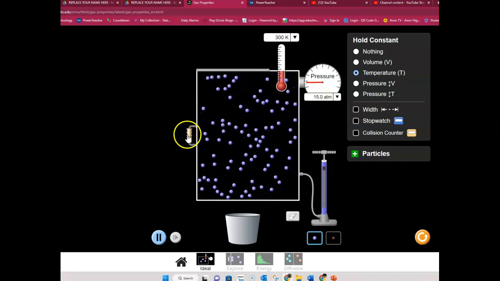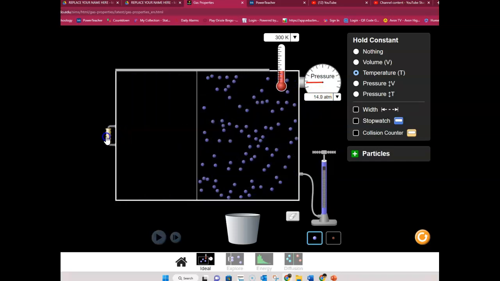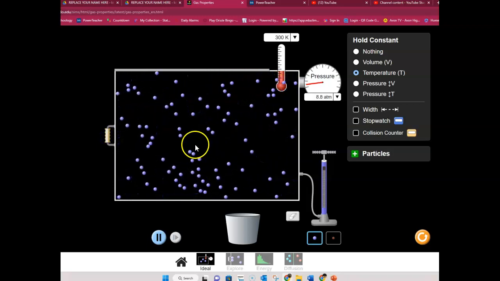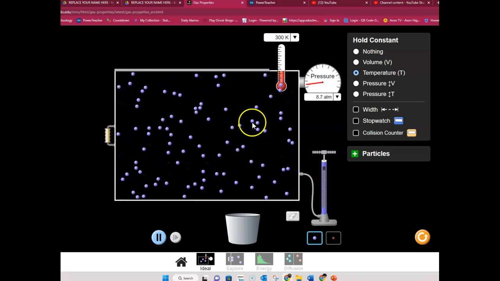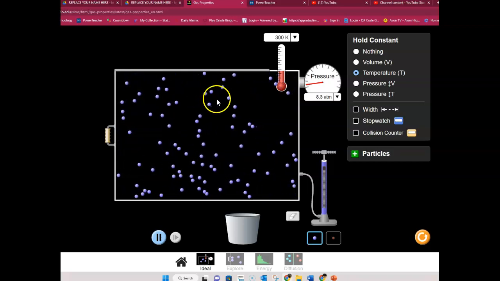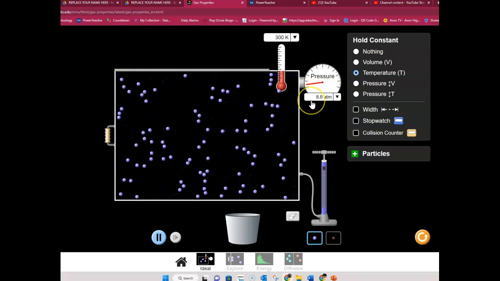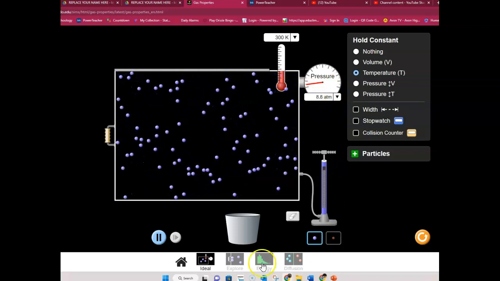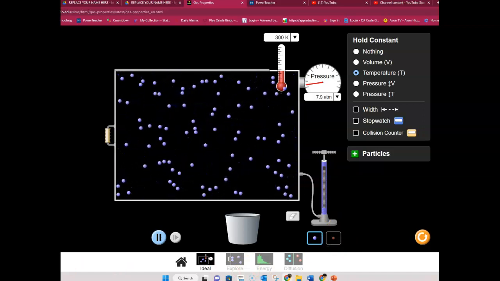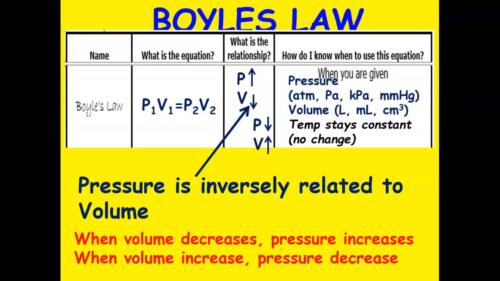Same idea if I make my space bigger, again not changing the speed of the particles: the sides of the wall will not be hit as often because the speed hasn't changed, so therefore my pressure decreases. Okay, that is Boyle's law. Looking at the formula, you have pressure with these units and volume, which can be any of these units, with temperature being the same. Again, pressure is inversely related to volume, so whatever happens to one, the opposite will happen to the other.